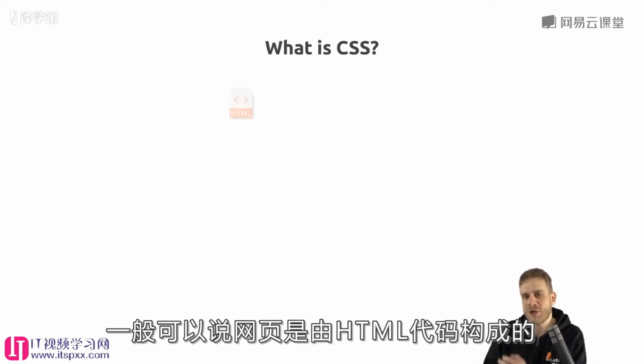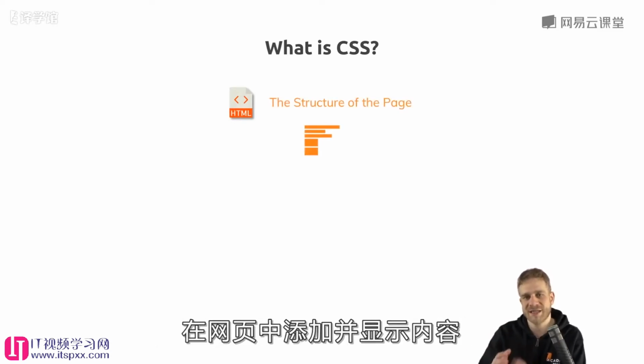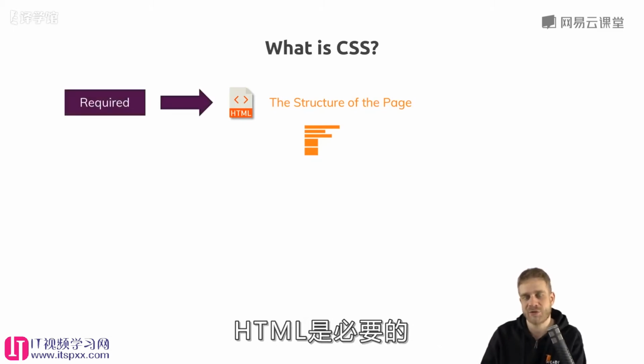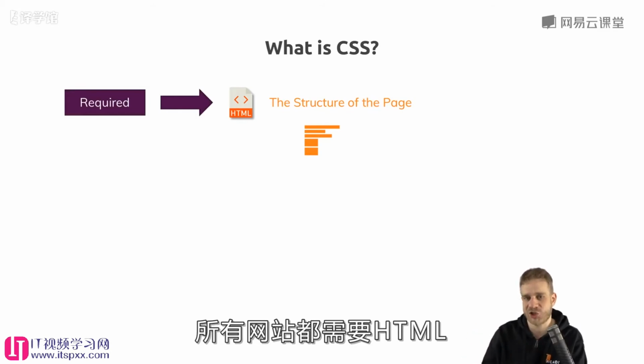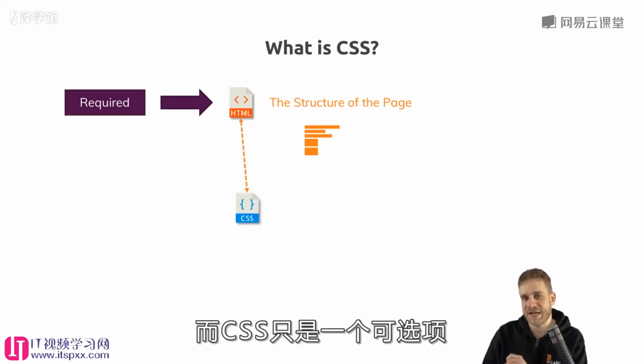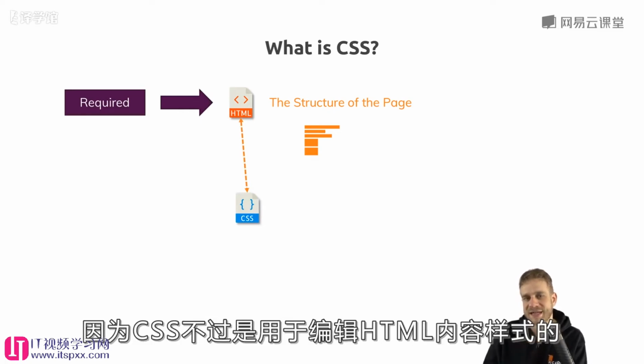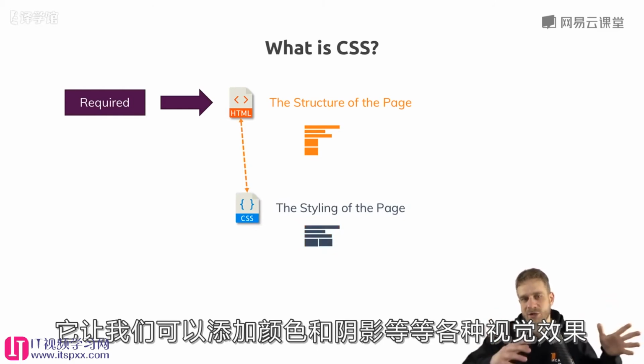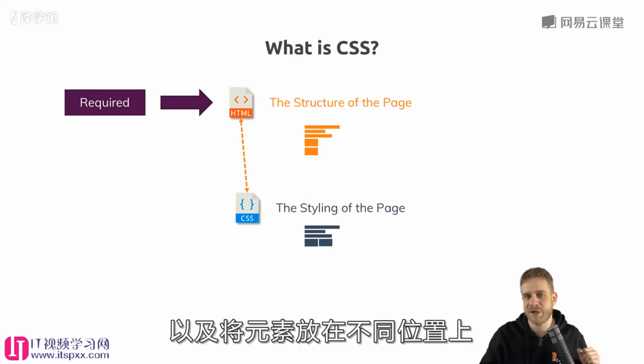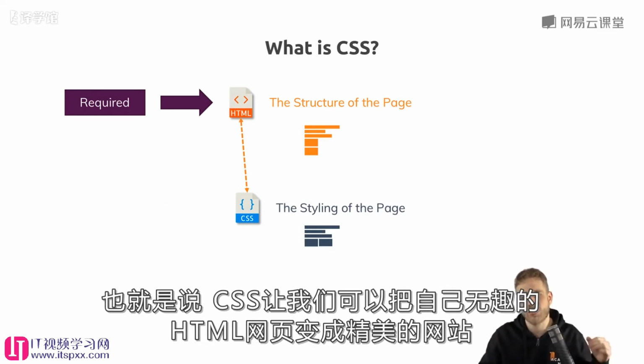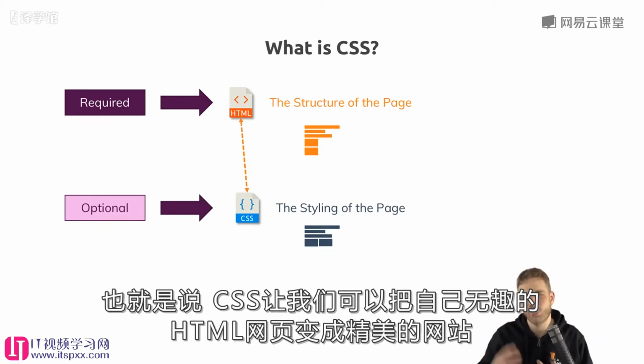Your web page typically consists of HTML, right? This is how you structure your web page. This is how you add content and show content on your web page. HTML is absolutely required. There are no web pages without HTML. CSS, on the other hand, is optional because CSS allows you to style that HTML content. It allows you to add colors, shadows, all kinds of visual effects, position elements differently. So basically, it allows you to turn your boring HTML page into an exciting, good-looking website.